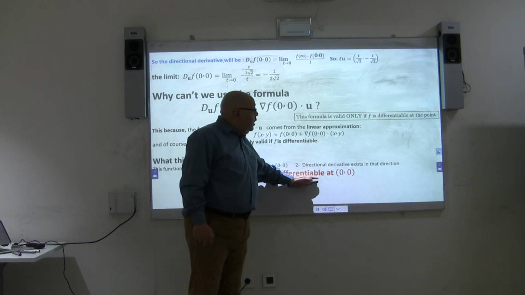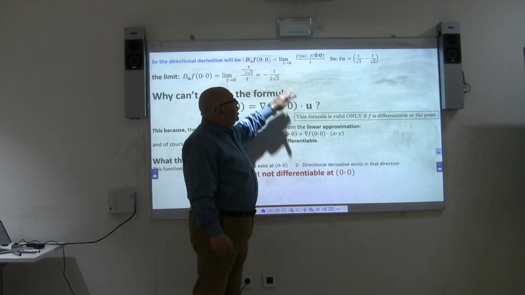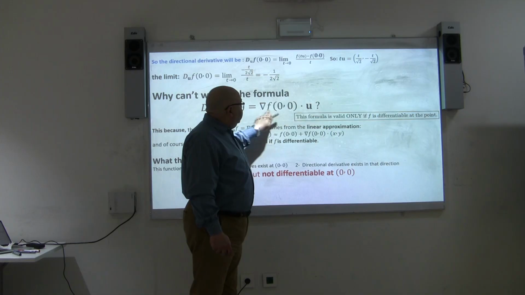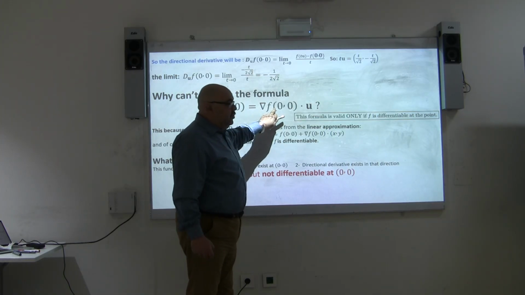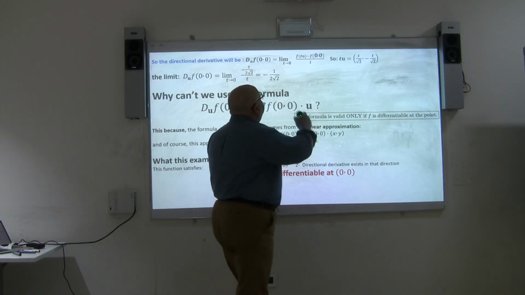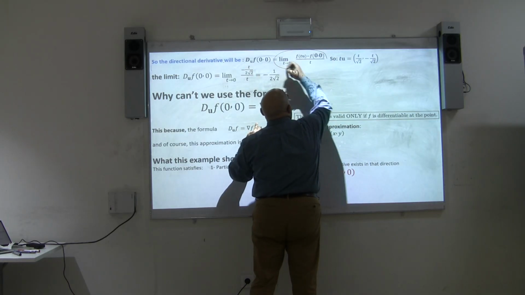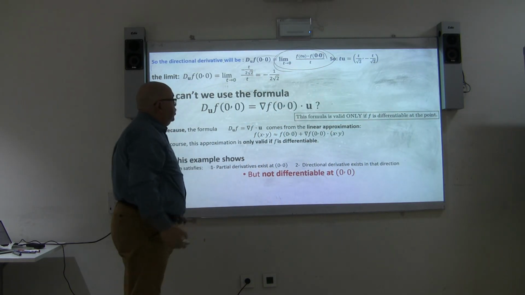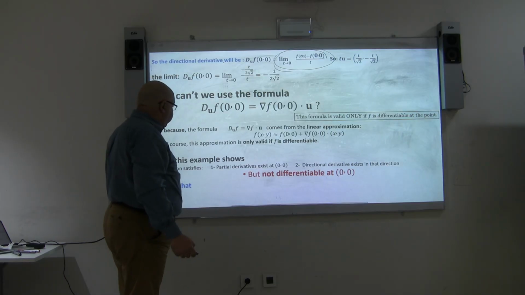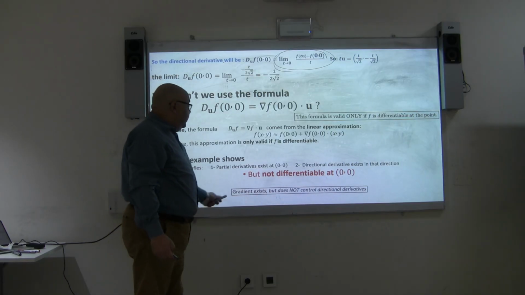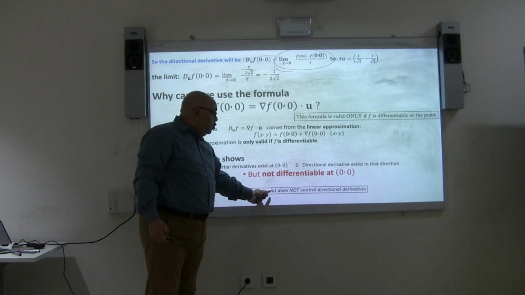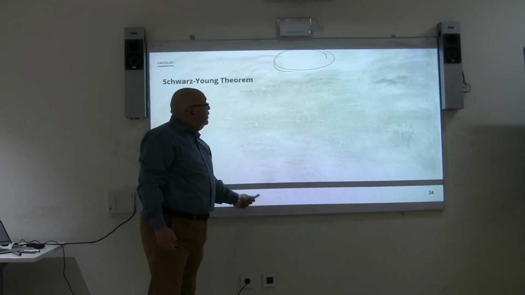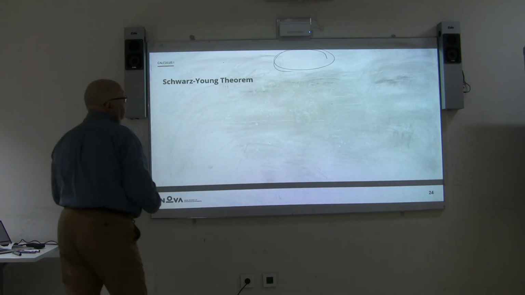Since it's not differentiable at the origin, I can't apply the direct formula to get the directional derivative. I would have to go through this other formula to get the directional derivative of our function. Remark: the gradient exists, but doesn't control the directional derivative, and that's a very nice one.